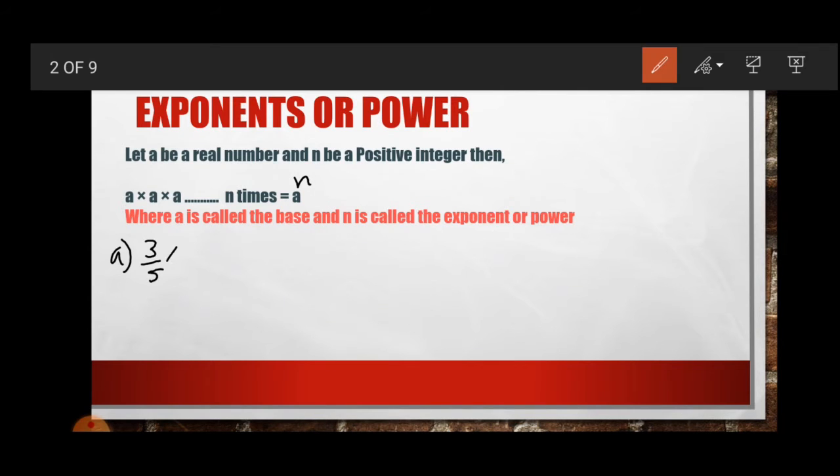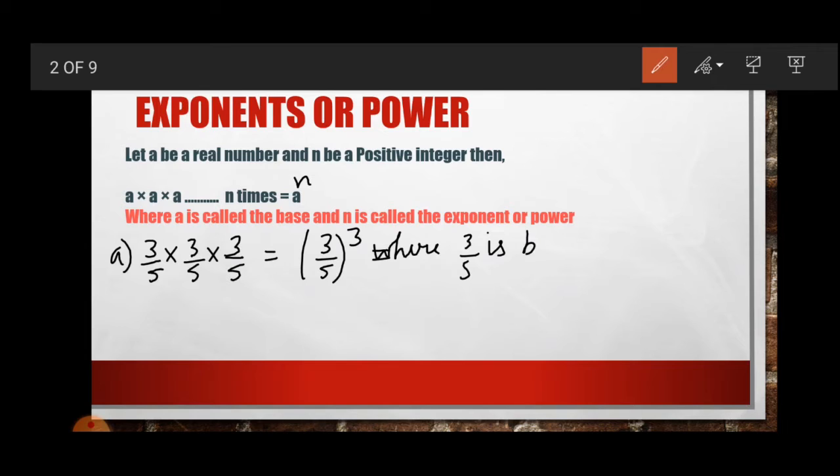3/5 into 3/5 into 3/5 is equal to, here 3/5 is 3 times, so 3/5 raised to the power 3, where 3/5 is the base and 3 is the power or exponent. Let's take another example.